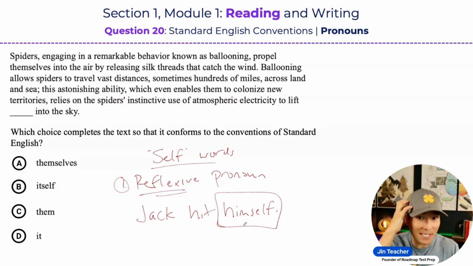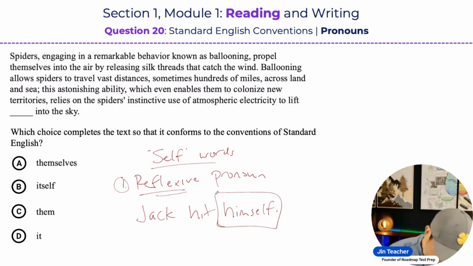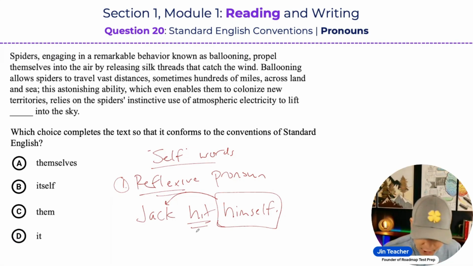So it's hitting himself, right? So it's referring to Jack, it's reflecting the action of the verb back onto the subject, Jack, right? But now if I say Jack hit him, what if I say Jack hit him? Now, doesn't that kind of imply or suggest that Jack's hitting someone else, not himself? Right? So that's the difference between a reflexive pronoun, the self word, versus just a regular object pronoun itself. Okay, and so knowing that difference is going to be extremely helpful, right?